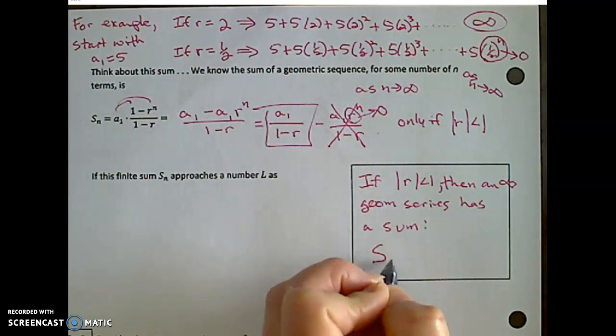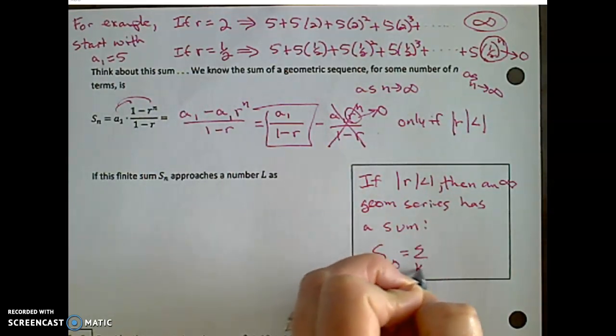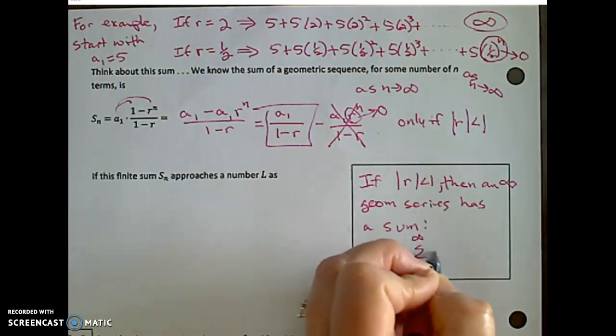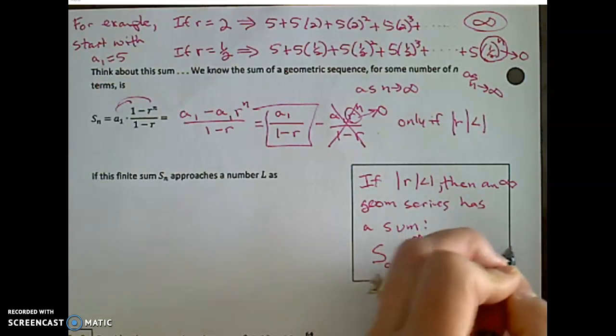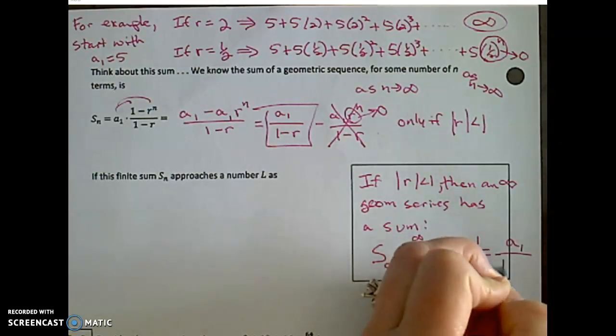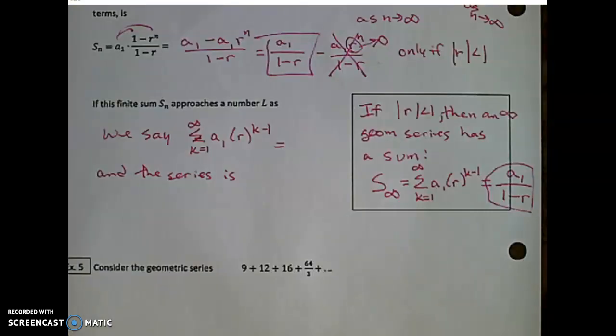The sum of that infinite geometric series from k equals 1 to infinity, r to the k minus 1, will equal the first term over 1 minus r. Okay, we take a little aside here. It's almost a calculus concept.